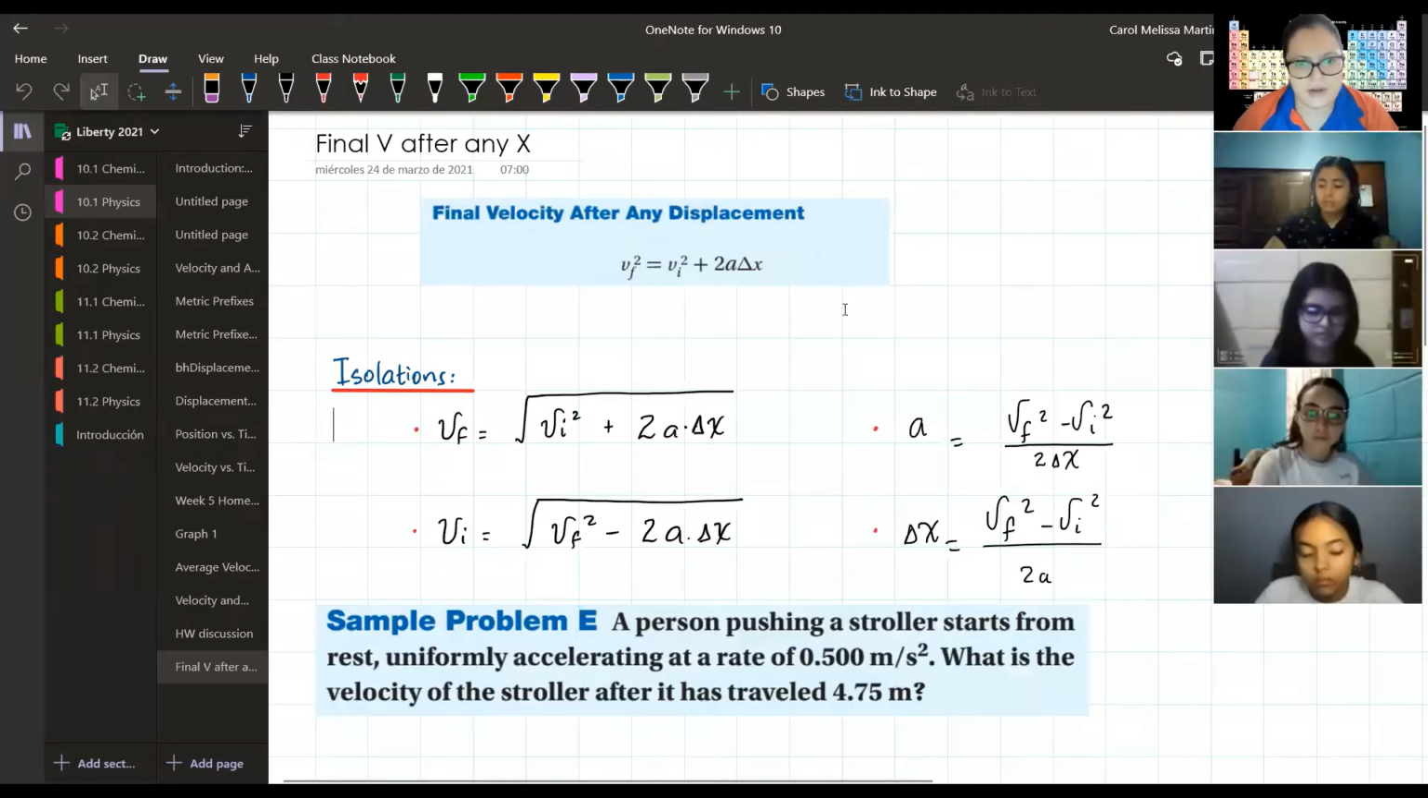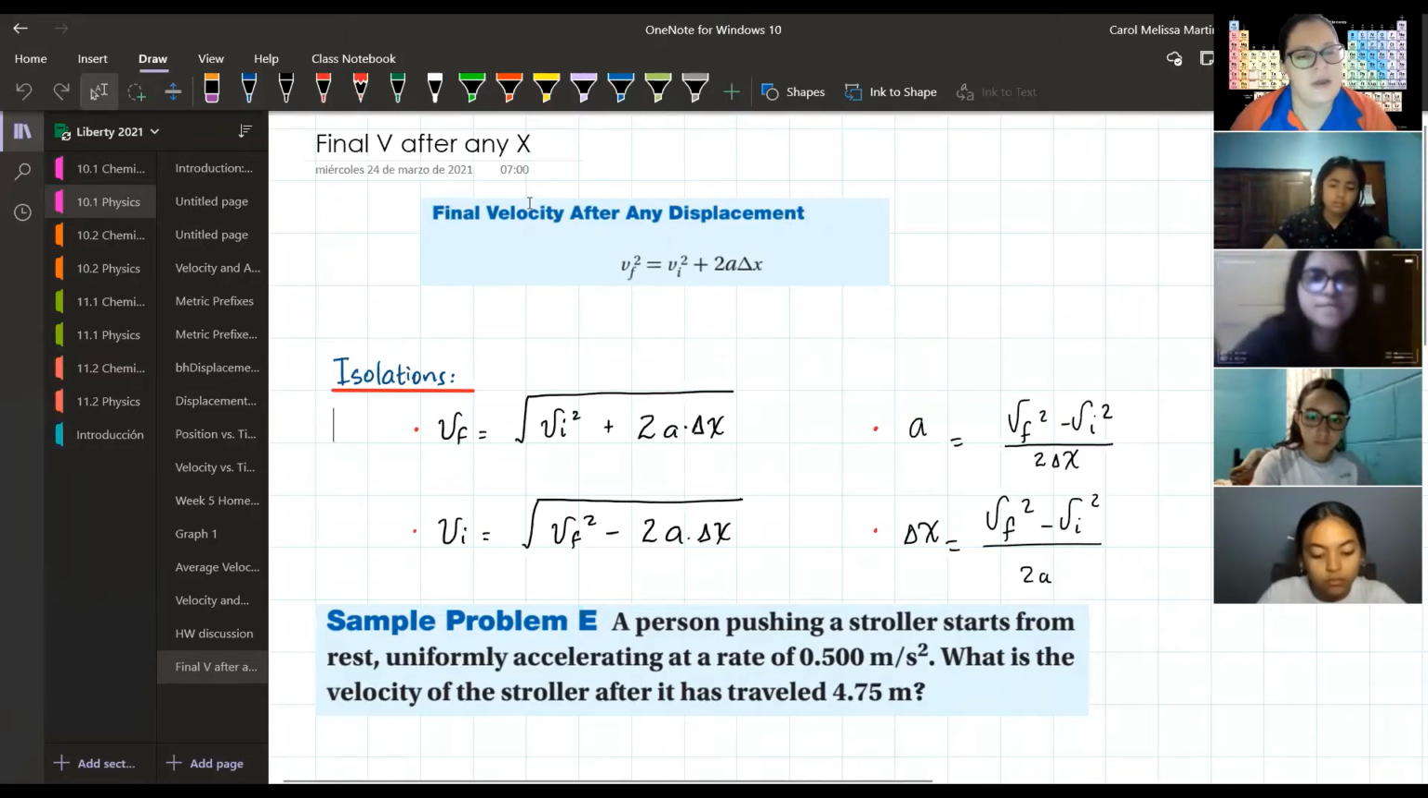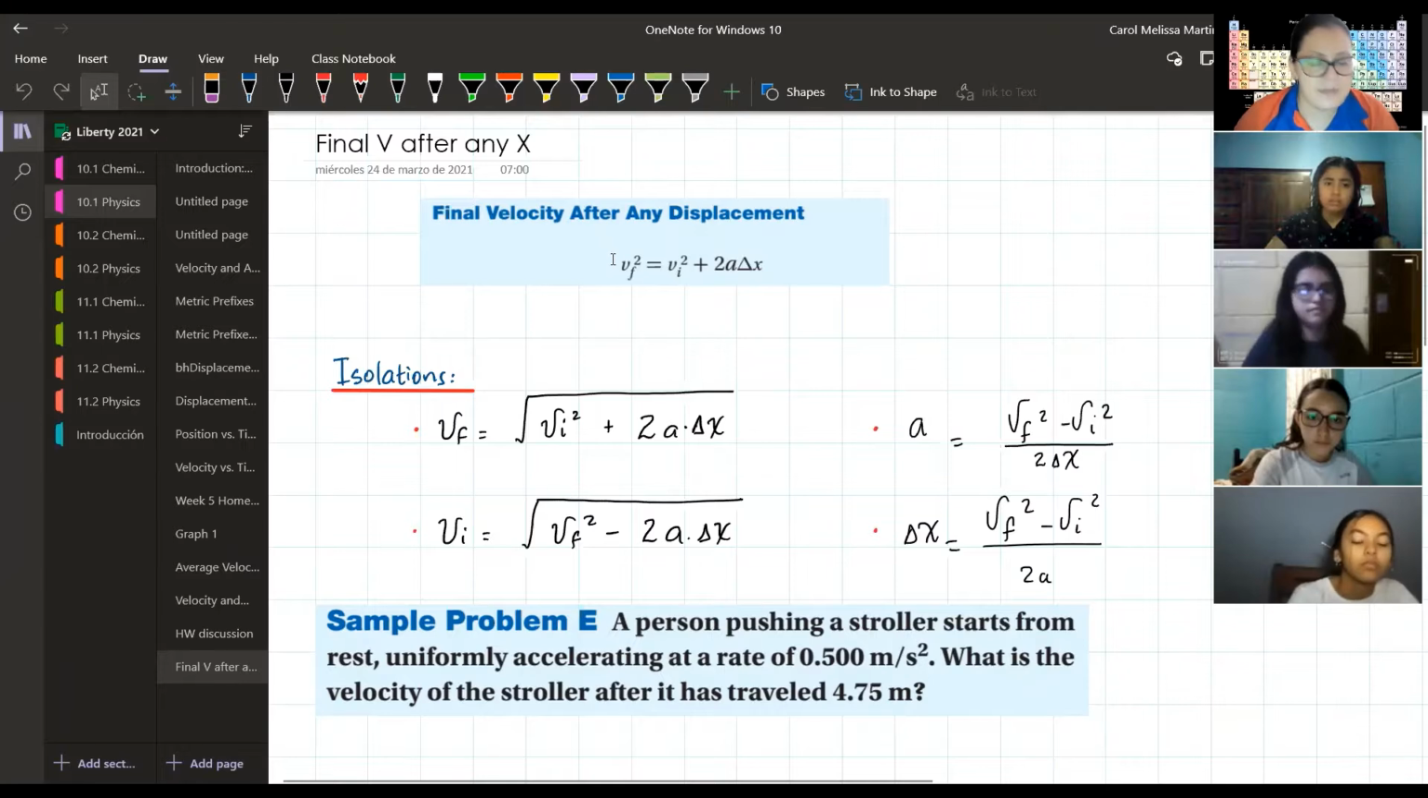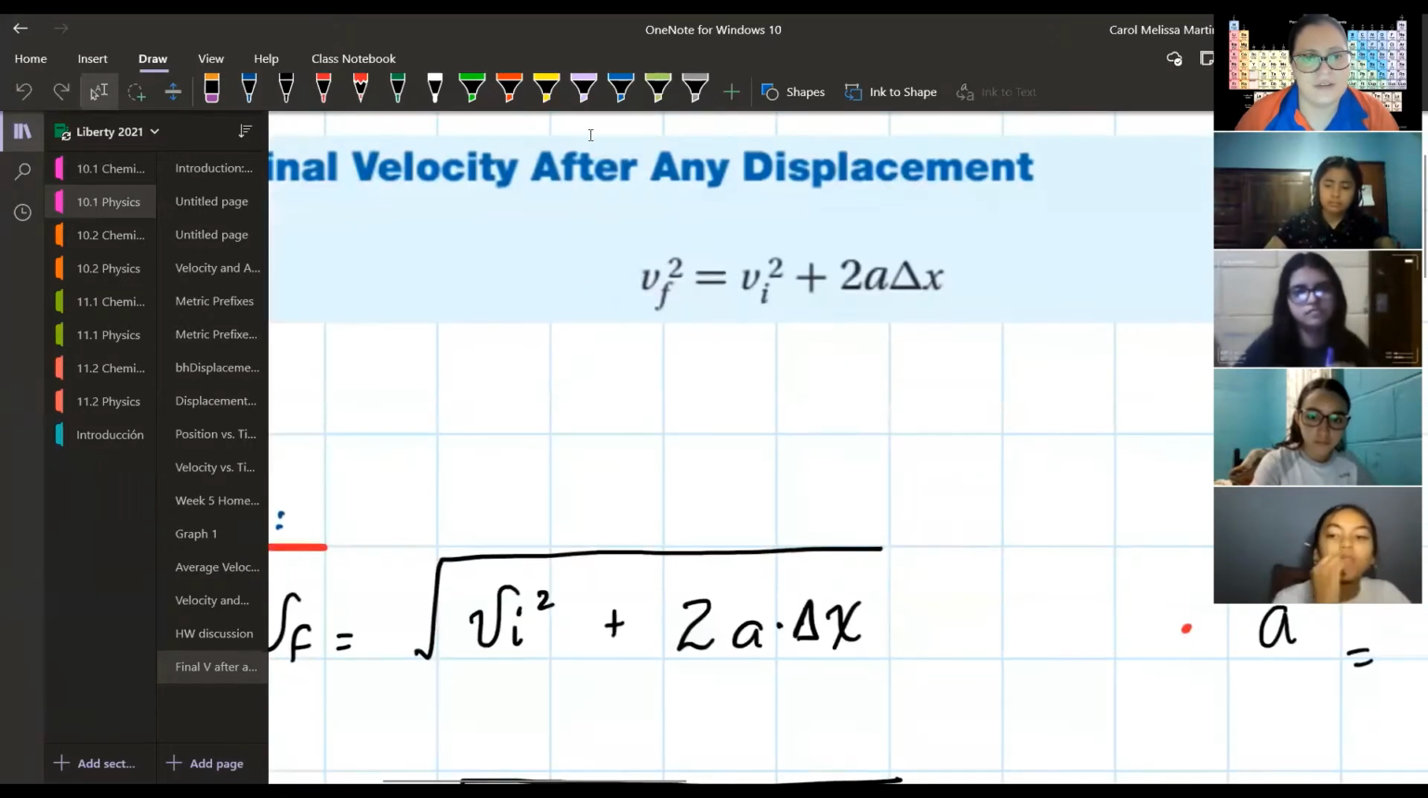That's like the main equation, okay? But with this main equation, you can still not find the final velocity. So what you have to do is you need to make some isolations, which I already did for you. So what with this final velocity? As you can see, it is raised to the second power.